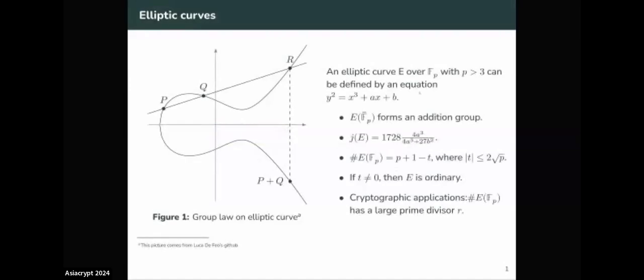We use E to denote an elliptic curve over Fp. Then the order of E(Fp) is equal to p plus 1 minus t. The integer t is the trace of the Frobenius endomorphism. If t is not equal to 0, then the curve E is ordinary. In practice, we need the group E(Fp) to have a subgroup with large prime order, such that the DLP in this subgroup is difficult to solve. This is important for the security of the cryptographic system.